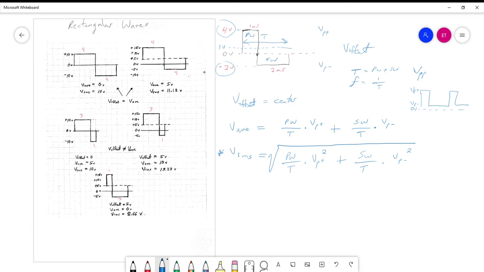We'll get to that in our other video, where we'll talk about sine waves directly. But for this example, I have this little note here: offset and average are identical. Same number. And again, RMS is very different than average.